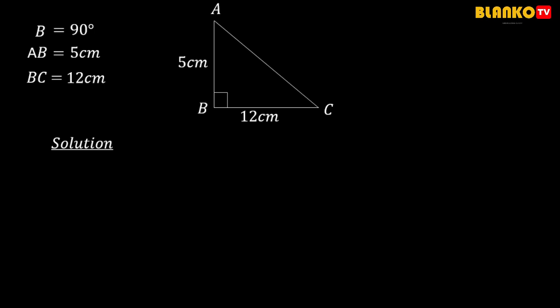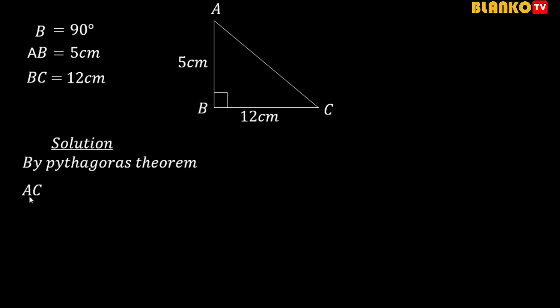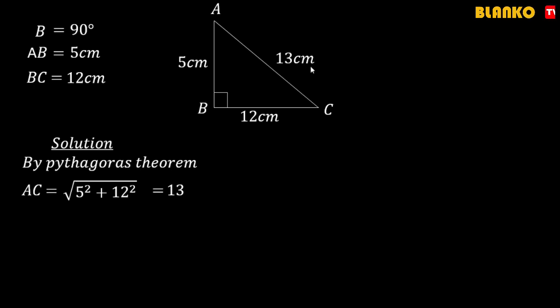So solution. Now we have to find the length AC. By Pythagoras theorem, AC is equal to the square root of 5 square plus 12 square. And the square root of 5 square plus 12 square is 13. So AC is 13 cm. I hope you're following the steps.